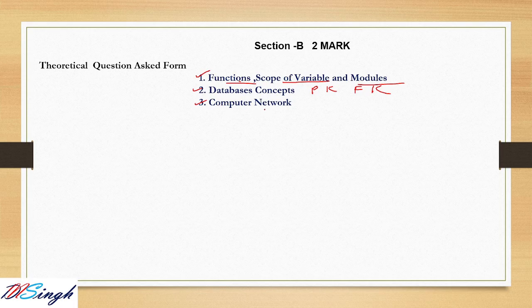Next is computer network. Here you will get a difference like HTML and XML difference. So these are some standard or hot questions which you need to prepare. So in section B you will have around two questions which are theoretical, and these two questions come from these three topics. So let us see one question from each category, what type of questions is being asked.